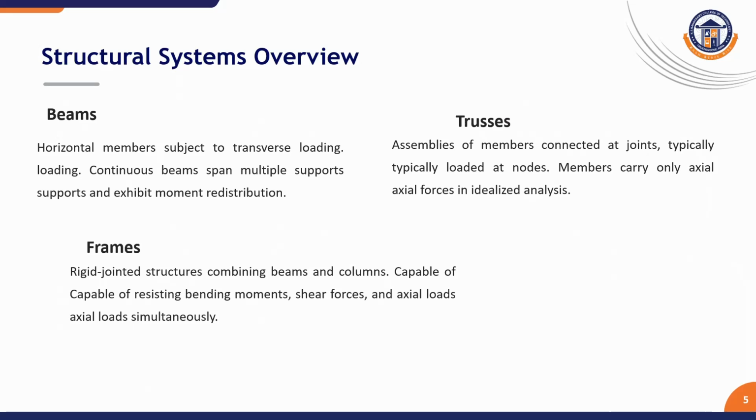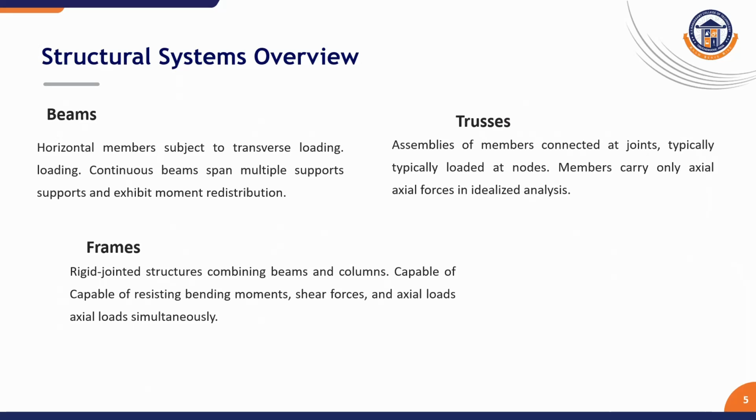The structural systems overview, that is, the types of structural systems. Now let us review the main types of structural systems we deal with. First, beams. Beams are horizontal members subjected to transverse loads. When the beams extend over more than two supports, they become continuous beams, and these are called statically indeterminate. Trusses. Trusses consist of straight members connected at the joints.